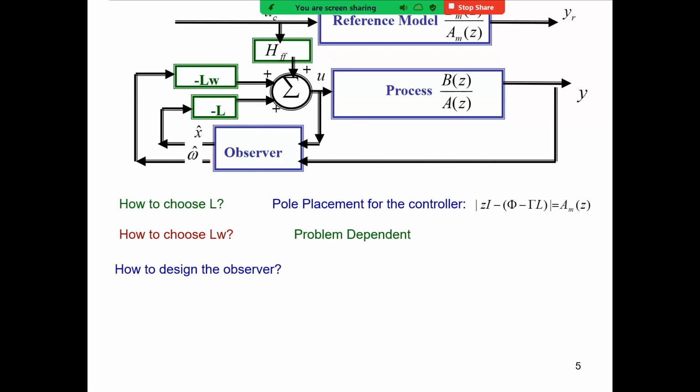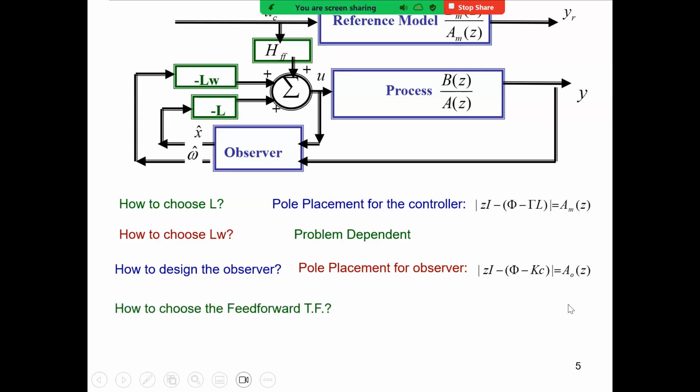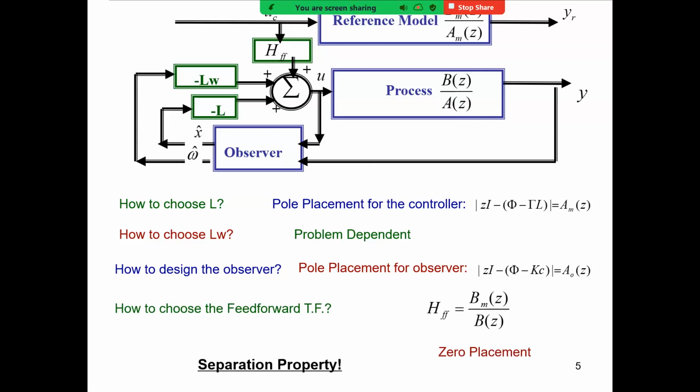How do we design the observer? Well, it is found out actually it's very similar to the pole placement problem for the controller. We just try to place the poles of the observer to some desired locations. How do we choose the feed-forward transfer function? Once we know the desired zeros and we know the transfer function of the process, this is the formula we can just simply use. Zero placement is very simple. And the separation property means when you design the feedback controller and the feed-forward controller, those parts are completely independent.